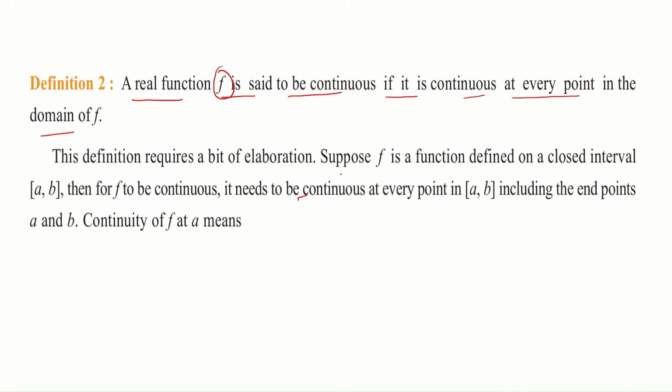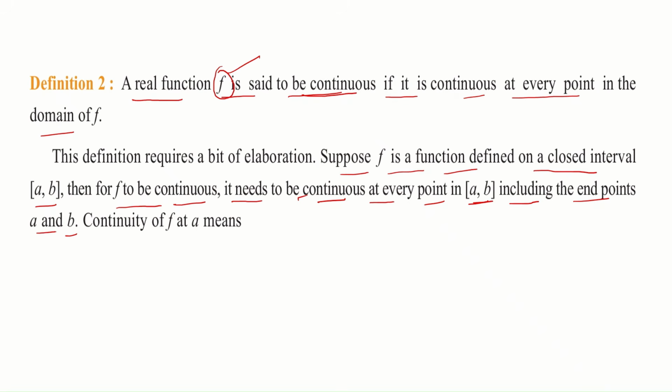It means that suppose f is a function defined on a closed interval a comma b. Then for f to be continuous, it needs to be continuous at every point of the closed interval a comma b, including the endpoints a and b also. Then we can say that function f is continuous in its domain, otherwise it is not a continuous function.